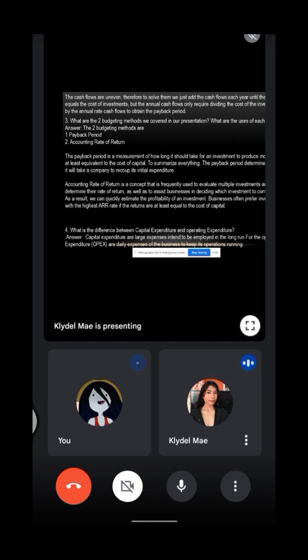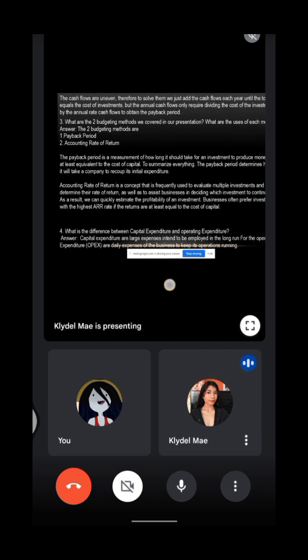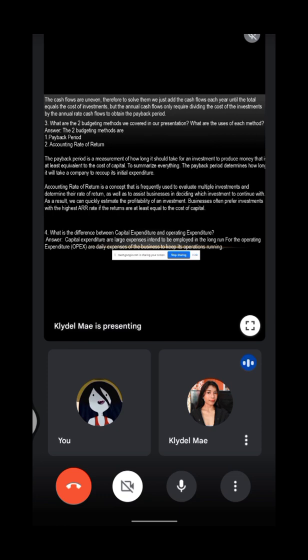Sige. Number 3. What are the two budgeting methods we covered in our presentation? What are those of each method? The two budgeting methods are payback period and accounting rate of return. The payback period is a measurement of how long it should take for an investment to produce money that is at least equivalent to the cost of capital.